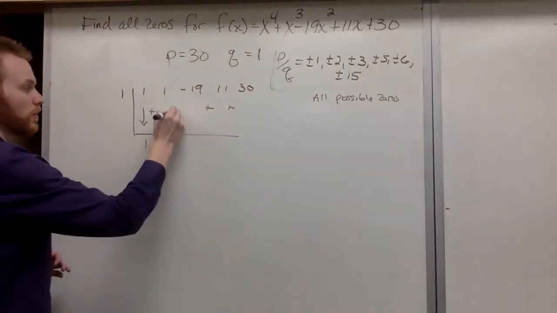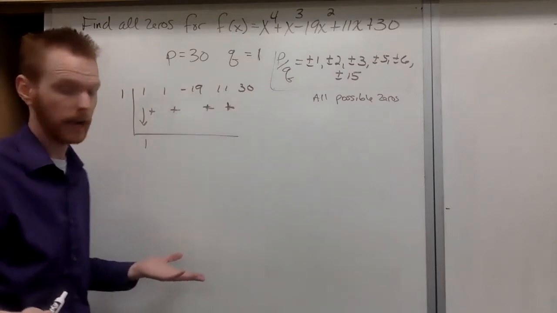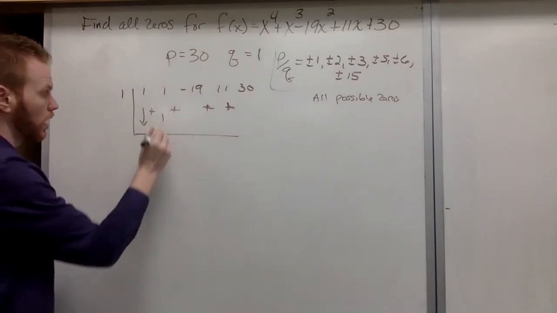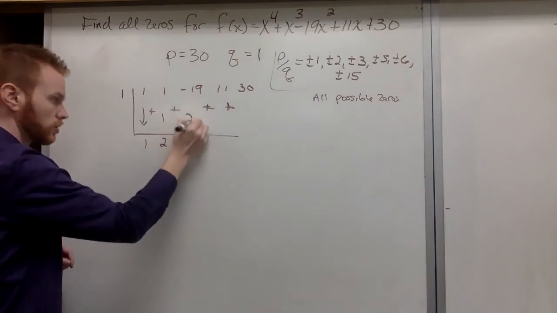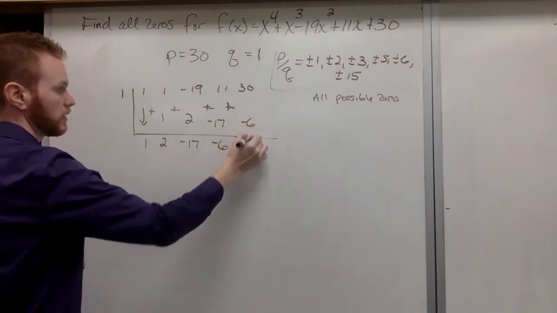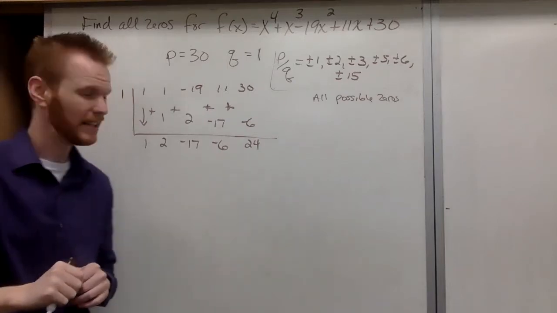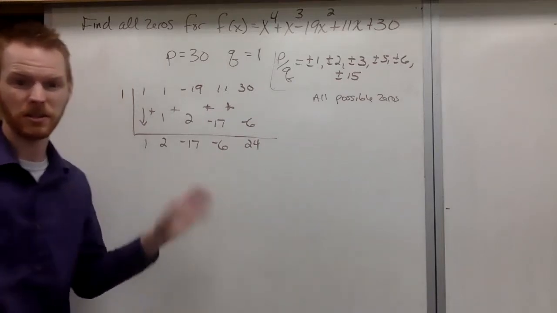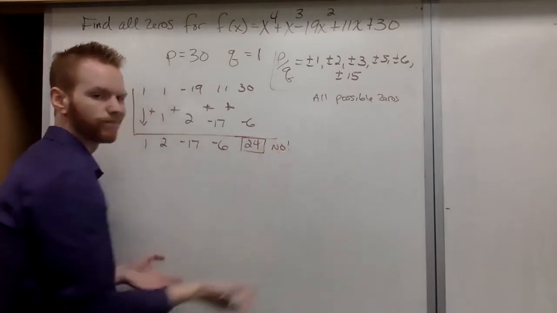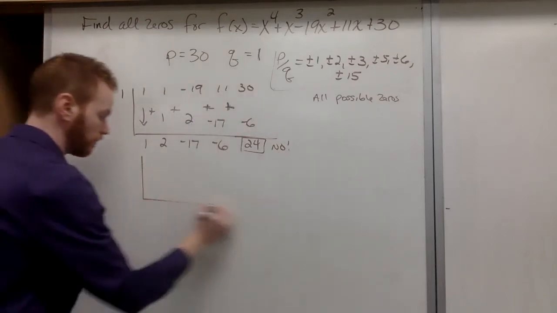Okay. So we want the remainder to be 0. That means that it is a zero to the actual problem itself. So using synthetic substitution, here I go. This would be 1, 2, negative 17, negative 6, and then 24. I know I went through that rather quickly, but we've done synthetic substitution and division in previous videos. So is my remainder 0? It's not. So 1 is not a solution to this. All right, let's continue. Let's try 2.